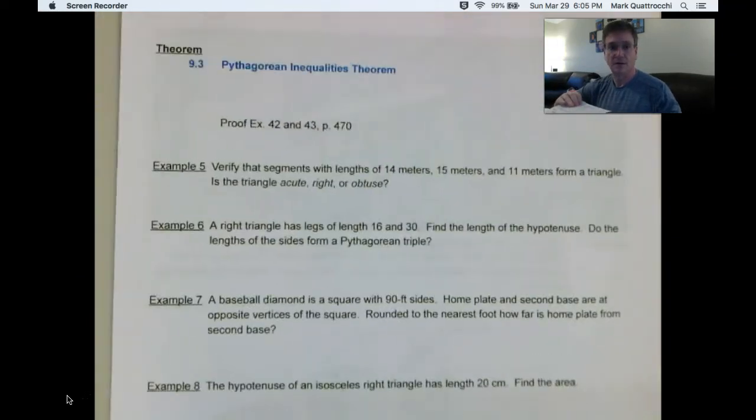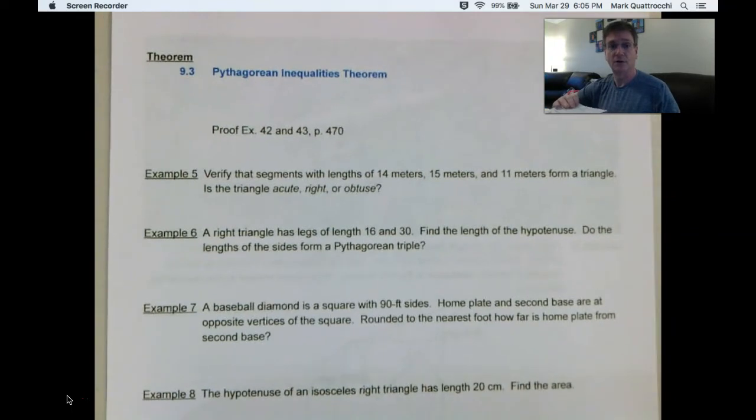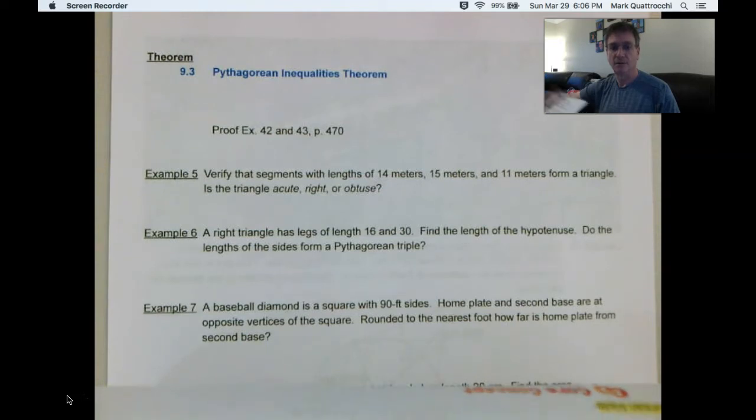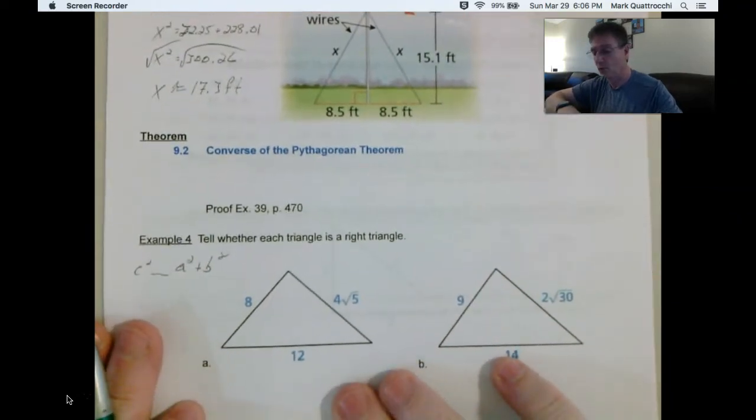We use the Pythagorean inequalities theorem to find out if it's an acute triangle or an obtuse triangle. These are the reasons that we're going to put c squared first, because for an obtuse triangle, the c squared is going to be bigger than a squared plus b squared. And for an acute triangle, the c squared is going to be smaller than a squared plus b squared. If you put them in the other order, then your less than and greater than symbols can be a little bit confusing. So we're going to put c squared blank a squared plus b squared, for example, 4a.